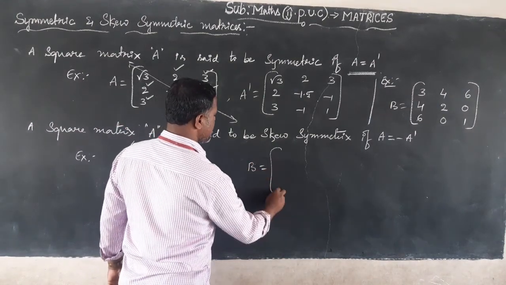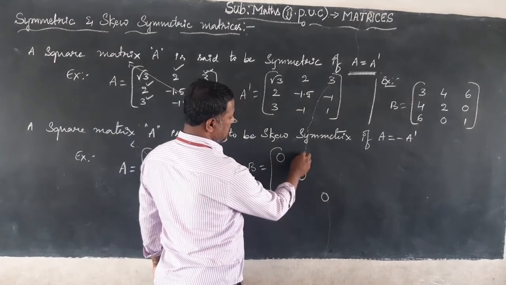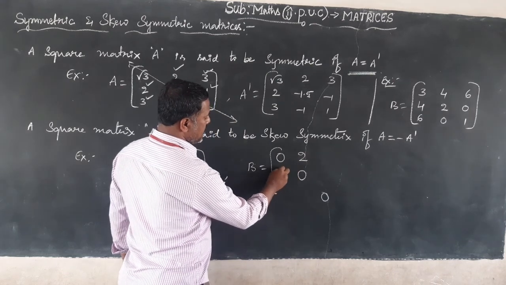Clean up, focus. Let us take the first, the diagonal elements 0. If I take suppose here 2, I should take here minus 2.